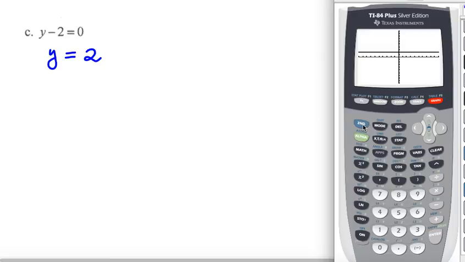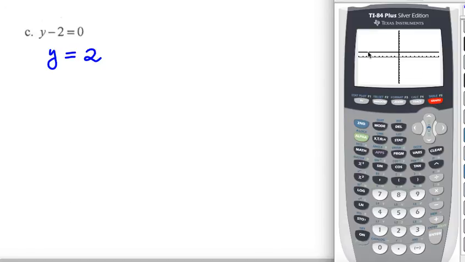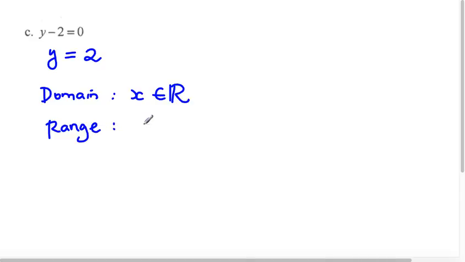Again, just to check, I'm going to look at the table of values, and we see that for any value of x, its image is always 2. And as you see, because on the left-hand side and right-hand side the function goes on forever, we know that the domain of this function is any real value of x. And the range of this function, because every value of x is paired up with an image that is always 2, is just y equals 2.